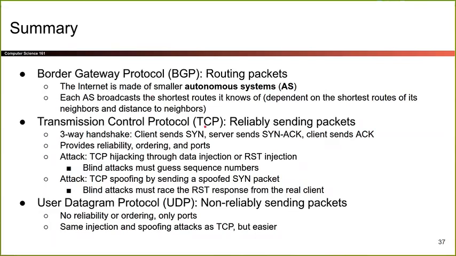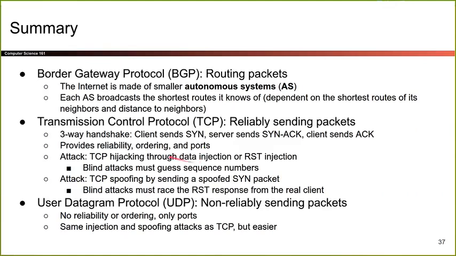Then we talked about TCP, which is how we reliably send packets. To start a connection, you do a three-way handshake, and the three-way handshake lets us agree on initial sequence numbers. Then in future packets, we use sequence numbers to ensure that messages are sent in order. That gives us reliability. It gives us messages showing up in order. And if we add ports, it gives us messages showing up to the correct application.